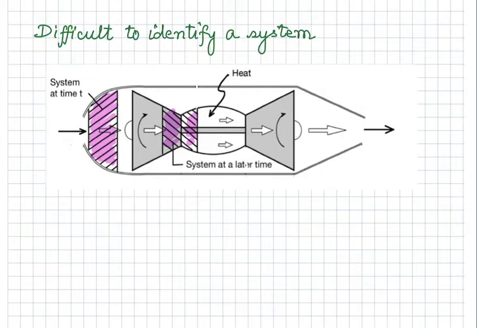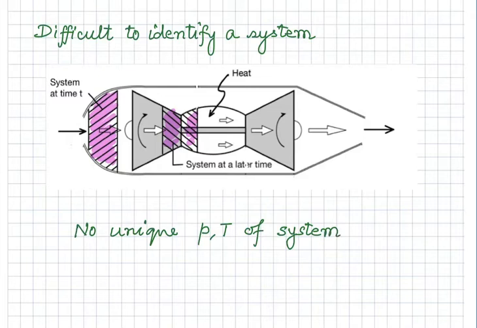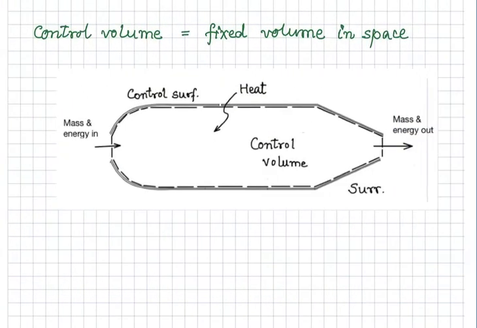If a part of it is in the compressor, it's at a different pressure and temperature than the other part where fuel is getting burned and heat is being rapidly added. So the problem is, in simple terms, that we cannot identify a unique pressure, temperature, or for that matter any thermodynamic property for a system that we would like to identify in this way to analyze our gas turbine. So we take a different approach, and that's called control volume approach.